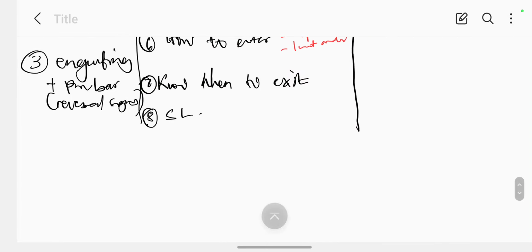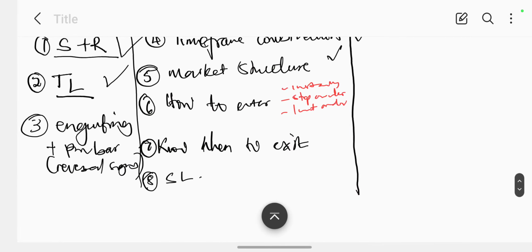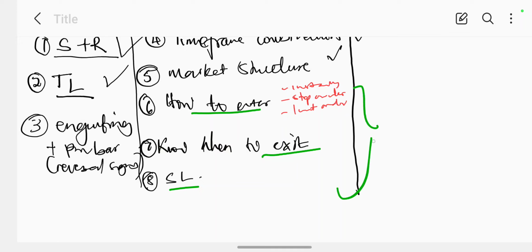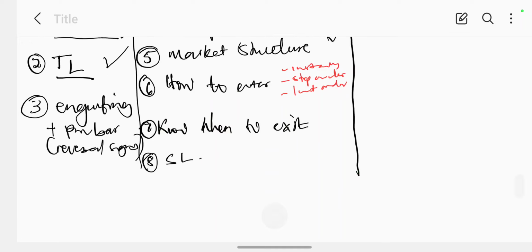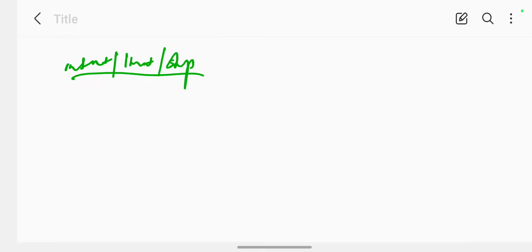All right, guys, let's do our last video where we'll be talking about entry, TP, and stop loss. How to go about setting those ones. So let's start. On entry, like I said, we can have instant, limit, or stop. We can have stop orders or limit orders.